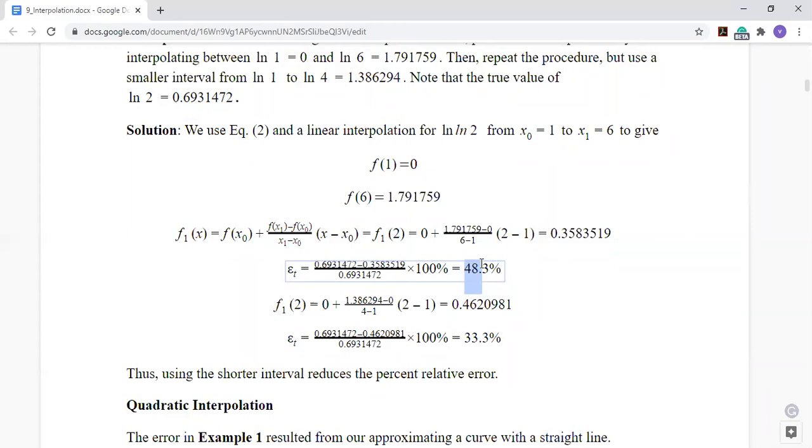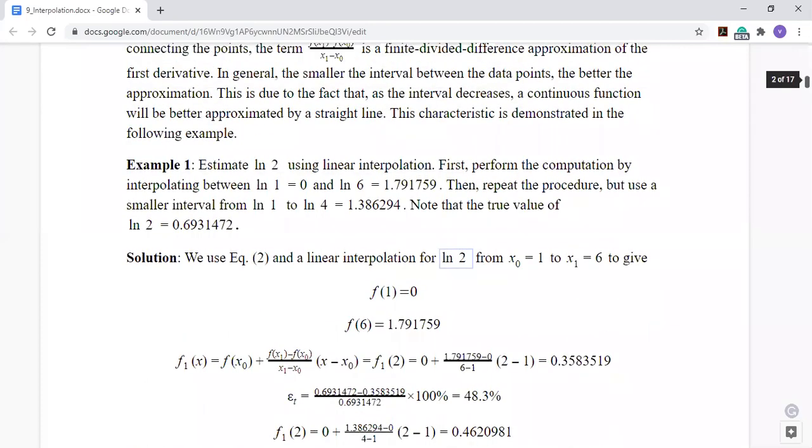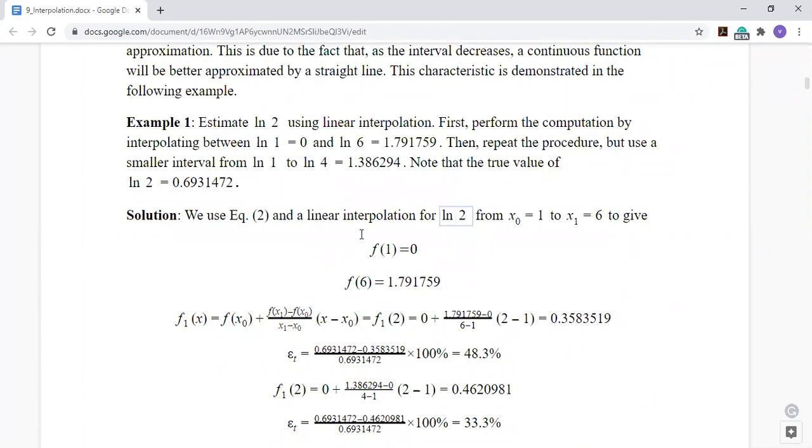So another way you can improve the error, because the error is very large here. The reason why the error is large, apart from you using a linear line to interpolate, is because the interval is also very big. You have x naught is 1, and your x1 is 6. So this interval is too big. 6 minus 1, right? That's 5. So if you're using linear interpolation, it's better to have a very small margin. If this and this are very close, your error is going to be less.